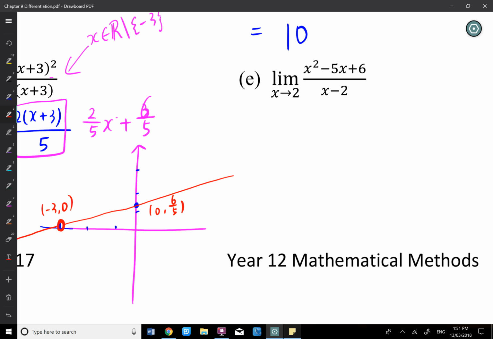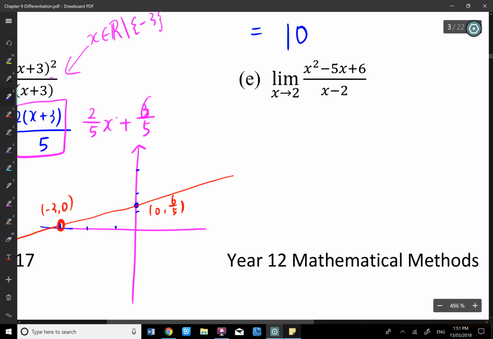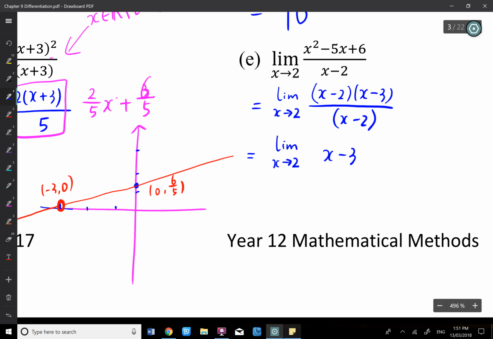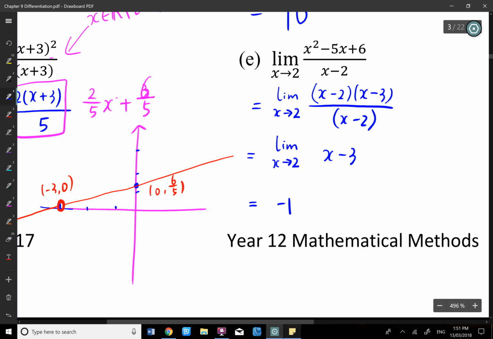Can I sub x equals 2? No, not yet. So what we need to do is equal to lim x approaches 2, and then we have x minus 2 factorize the top, and x minus 3, and divide by x minus 2. So this equals lim x approaching 2 of x minus 3. And then I can substitute now, which is -1.